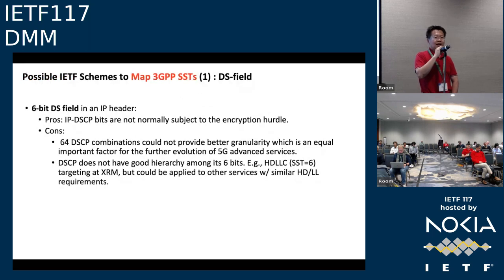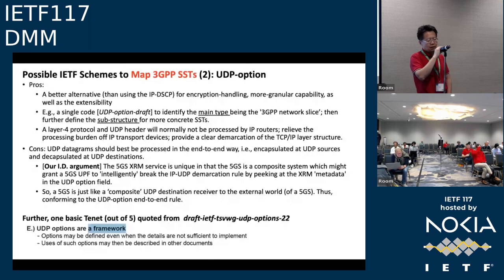These are possible schemes from the IETF that could help 3GPP for XRM services like HDLLC. One is using the 6-bit DS field, and I give the pros and cons. The con is that the 64 combinations might not be enough. The second is that the lack of hierarchy in the DSCP itself is not sufficient. Okay, next.